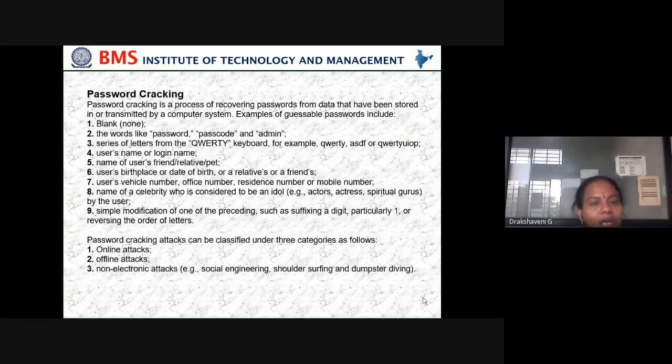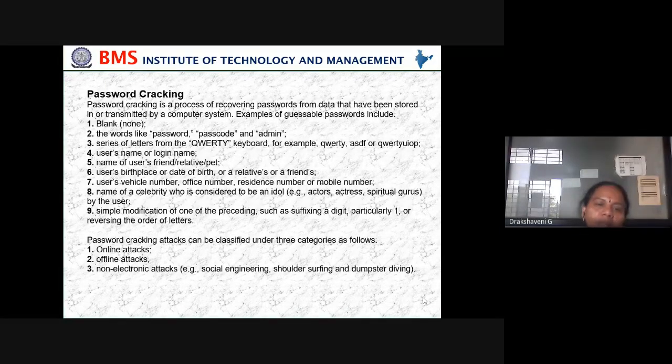Then username or login name. Sometimes, whatever our name is, we give the same as our password. That is also a false method, because people can try to hack or track us. Then the user's birthplace, date of birth, or a relative's or friend's name. What we generally do is keep our birth date as our password, birthplace also as a password, or relatives' or friends' names. These are the ways we keep them, but still we should not keep passwords like that.